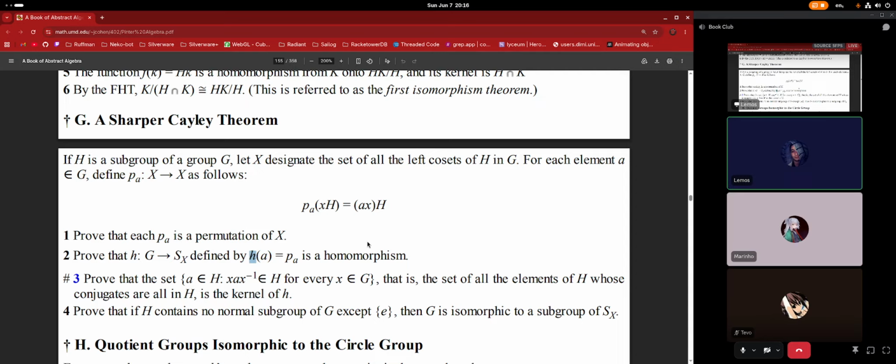Well, we know that this H is the same as this H. And we know for whatever thing we throw in there, the conjugate will also be in H. That's what we know.